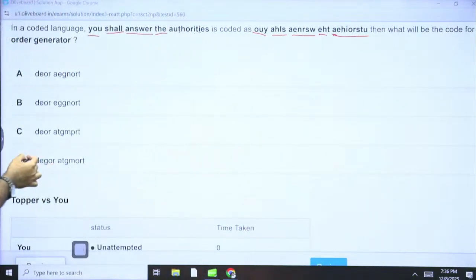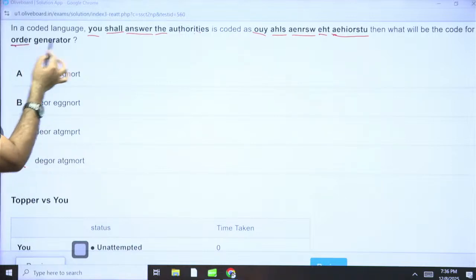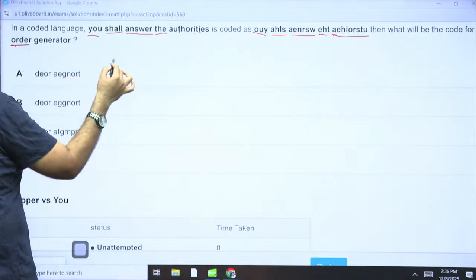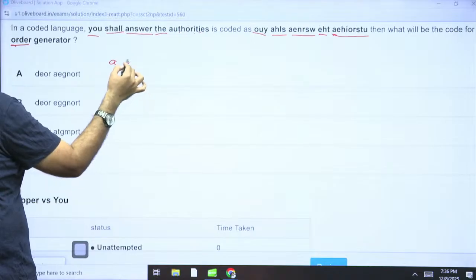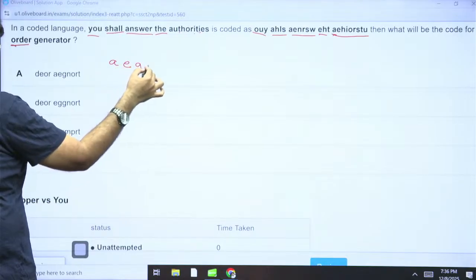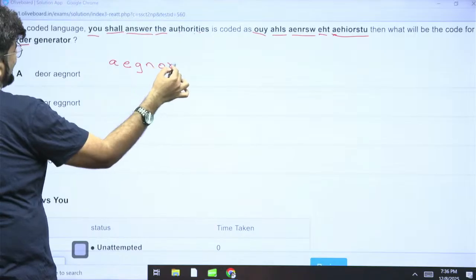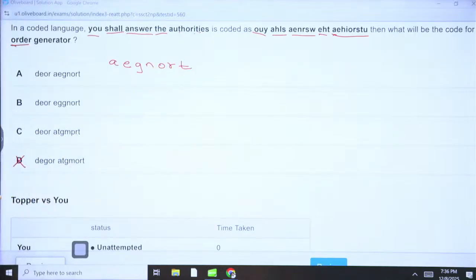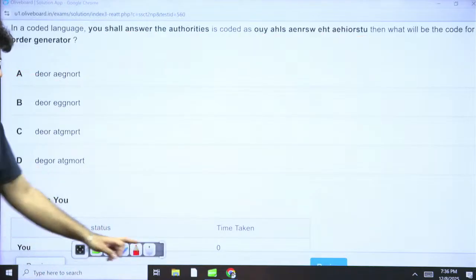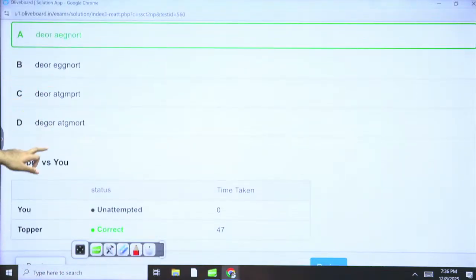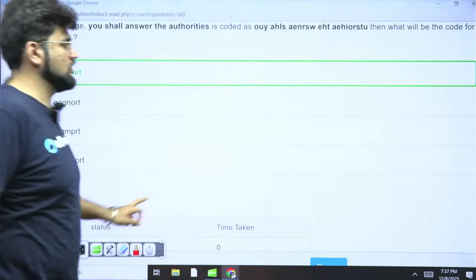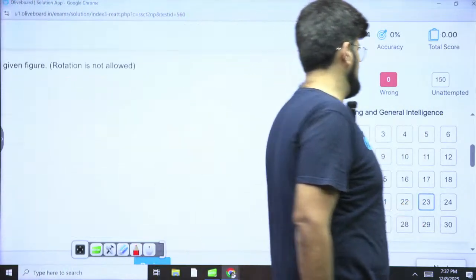So for order, this is not true obviously. These three are correct, order is done. For generator, we will start with A, we will have E, we will have G, then we will have N, O, R, T. This should be our answer: A, E, G, N, O, R, T, which is option A. Even if you looked at the options, they were not even arranged in ascending order. So 47 seconds, decent. Option A is the right answer. Next.